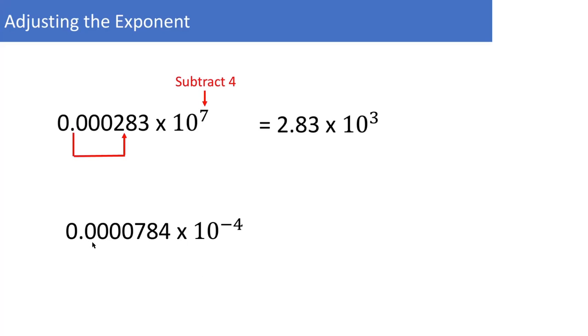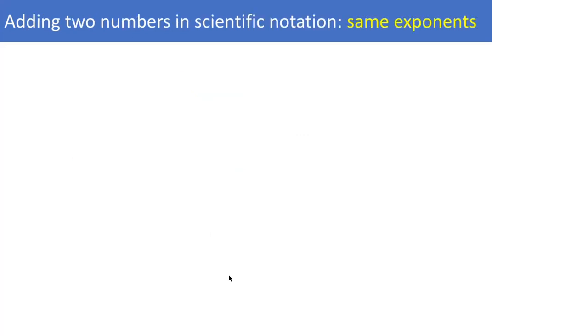Another example, 1, 2, 3, 4, 5. So I need to subtract 5 from here. I get 7.84 times 10 to the power negative 9.